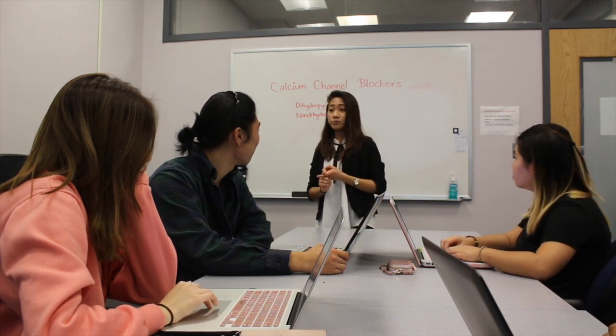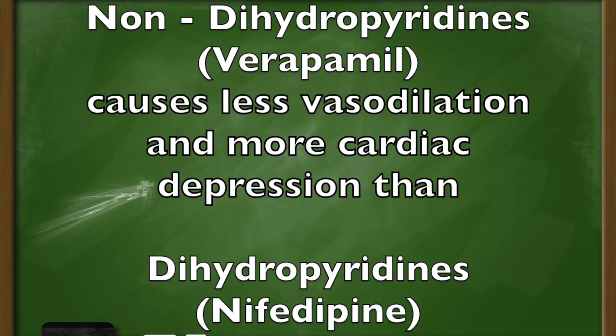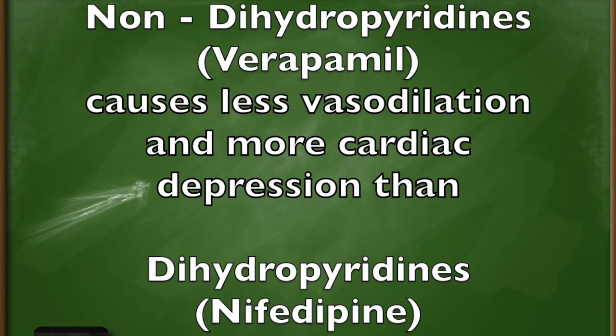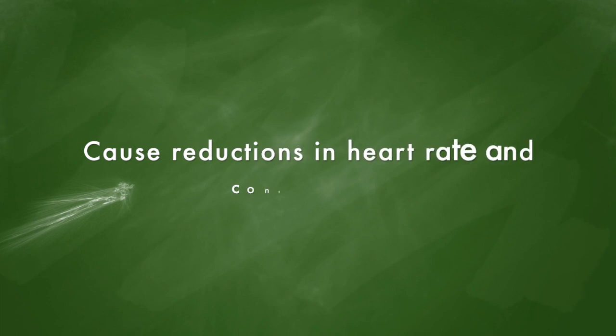So there are two different classes of calcium channel blockers, dihydropyridine and non-dihydropyridine. We're mainly going to focus on two drugs that will be on your exam. So we have verapamil, which is non-dihydropyridine, and we have nifedipine, which is dihydropyridine. Non-dihydropyridine causes less vasodilation and more cardiac depression than dihydropyridine. They have negative effects at the SA and AV nodes and cause reductions in heart rate and contractility.